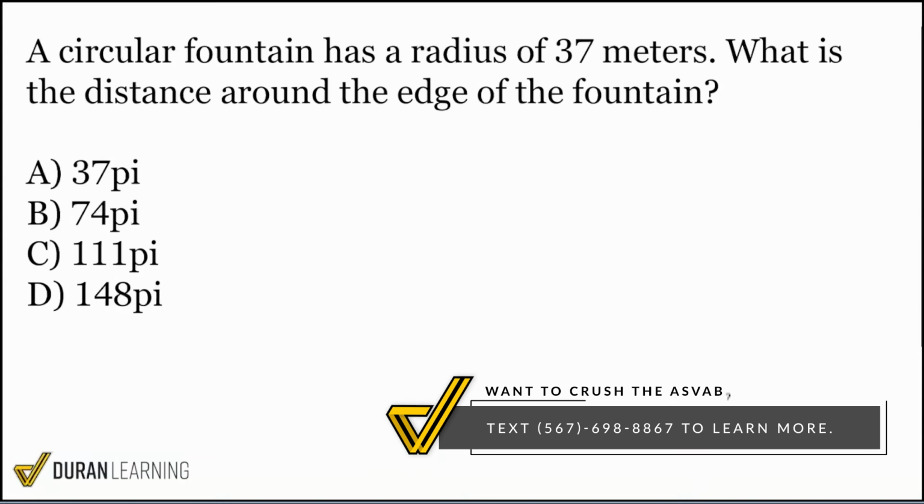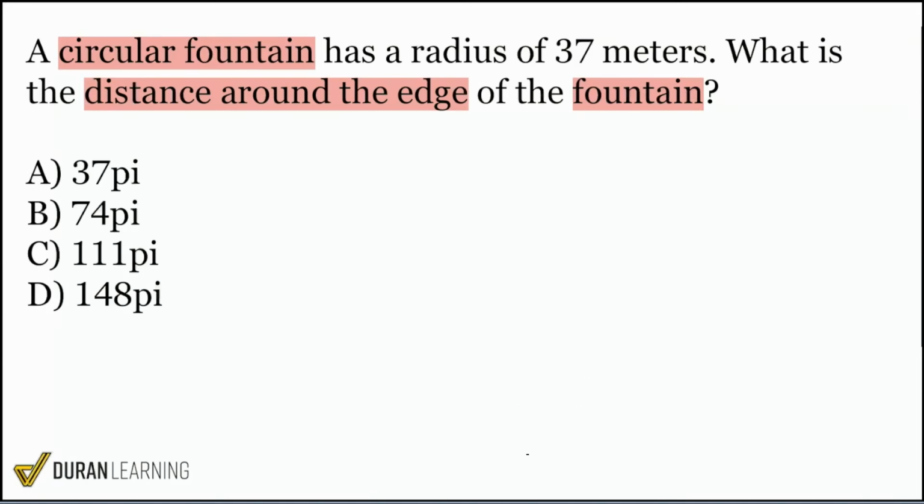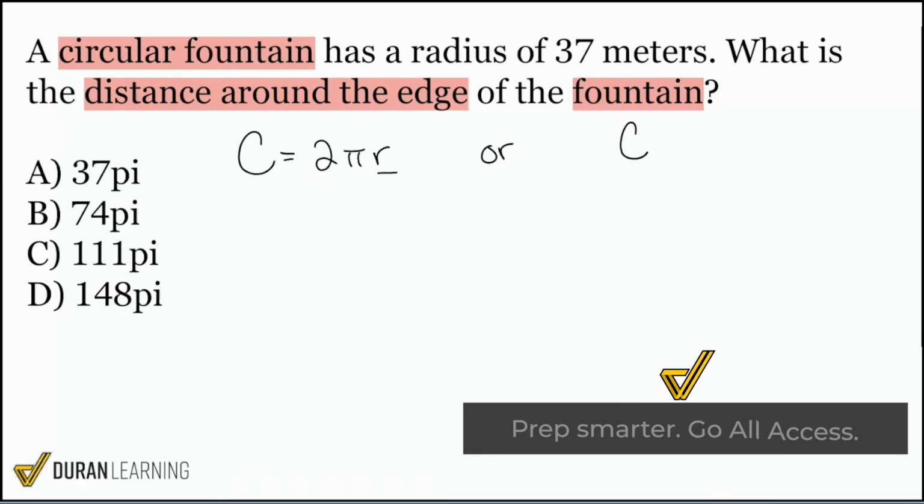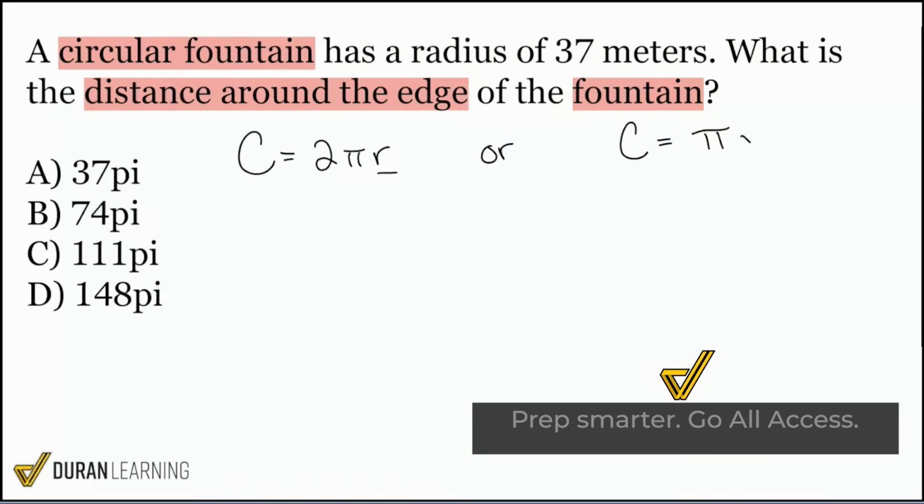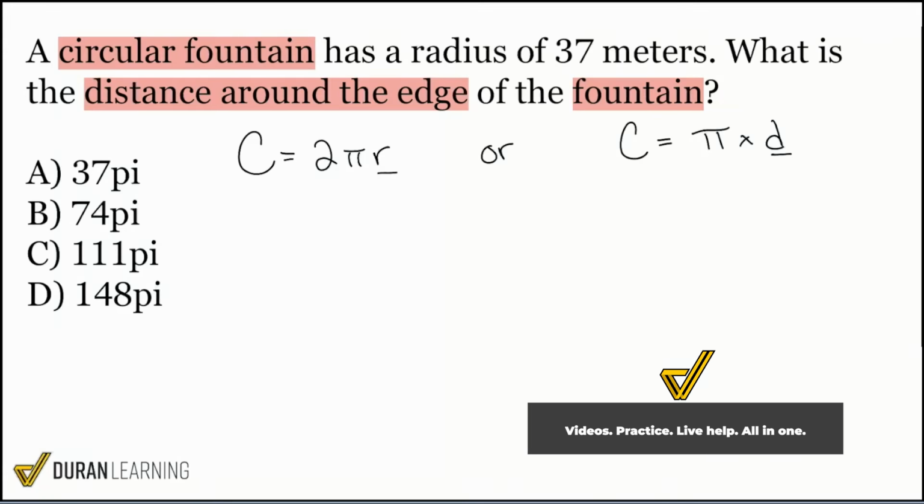We are taking a look at this problem, and the question reads, what is the distance around the edge of the fountain? So if I didn't know any better, distance around the edge, that's perimeter. But given that we're dealing with a circle, a circular fountain, this is going to be circumference. And so instantly, we want to think about what formula we should use because there are two. The first being circumference equals 2 pi r, where r is the radius. Or we could be using circumference equals pi multiplied by the diameter. Again, d being the diameter.